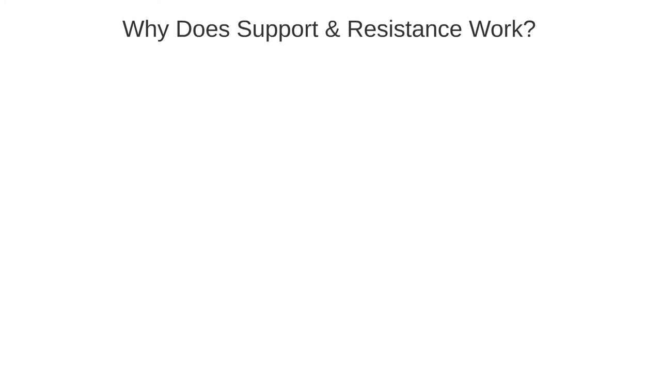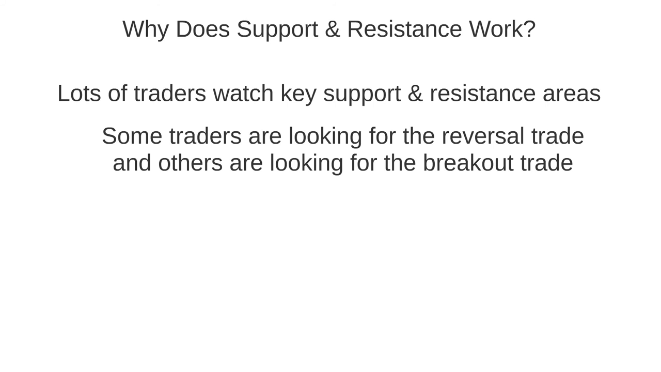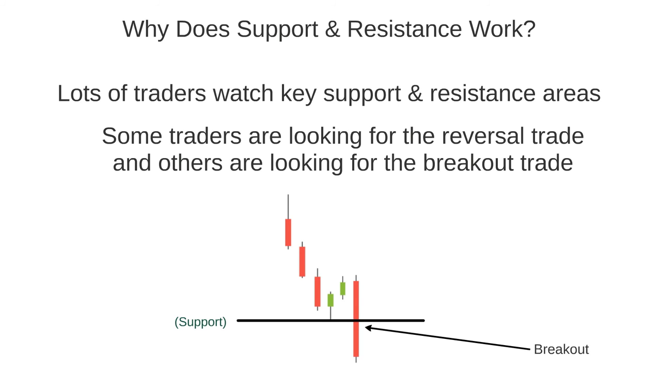So why does support and resistance work? Put simply, support and resistance areas work because lots and lots of traders are watching them. Traders identify these areas because you tend to get a lot of trading activity at these levels. Some traders will be waiting to trade the reversal at the identified area, and other traders also like to trade the breakouts, whereby price breaks through the support or resistance area and the trader takes the trade in the direction of the break. So if price broke through a support zone, the breakout trader would sell the market in anticipation of the price falling further as it has broken through a support area.